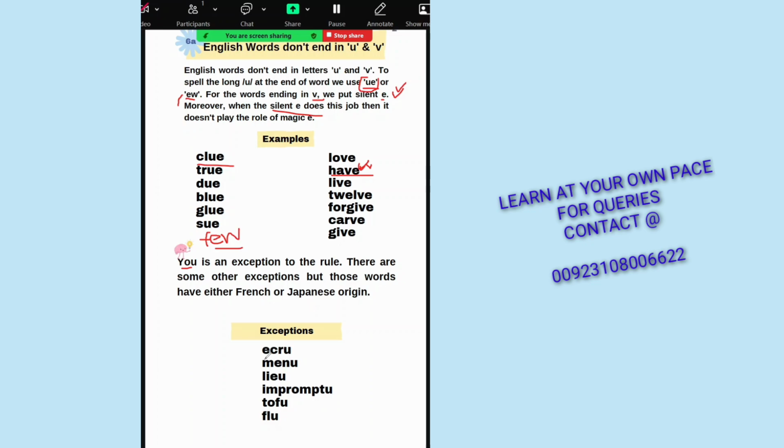There are some more exceptions, but keep this in your mind: the English language has only a few exceptions. If most of the words belong to other languages, you will find this is an exception. For example, menu. Its origin would be French or Japanese. It is not an English word. That's why we can write the letter U at the end of the word.